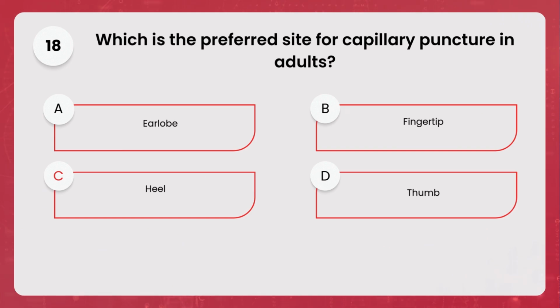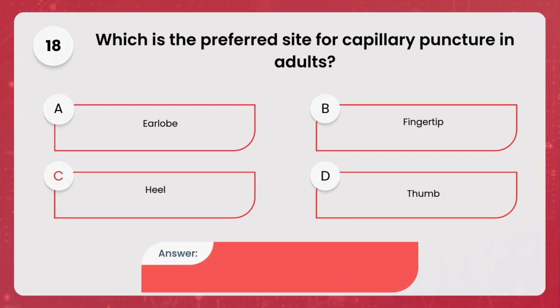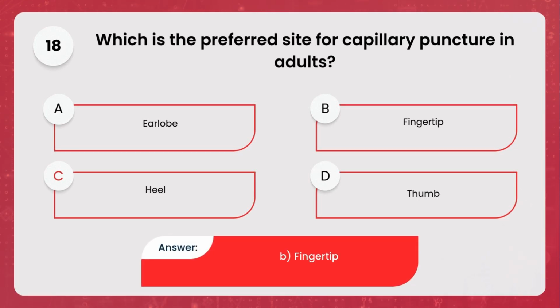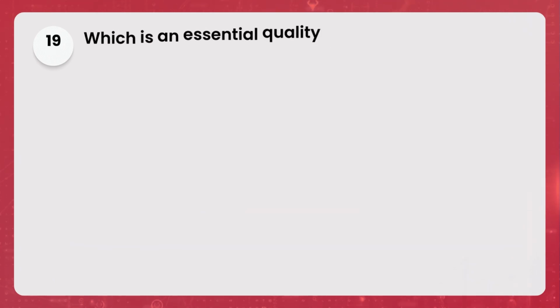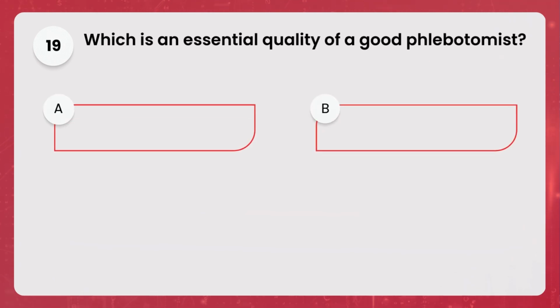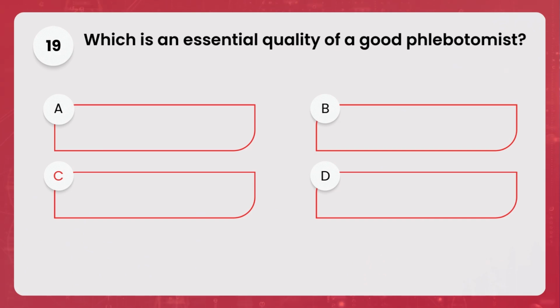A. Earlobe, B. Fingertip, C. Heel, D. Thumb? The answer is B. Fingertip. Number 19. Which is an essential quality of a good phlebotomist?